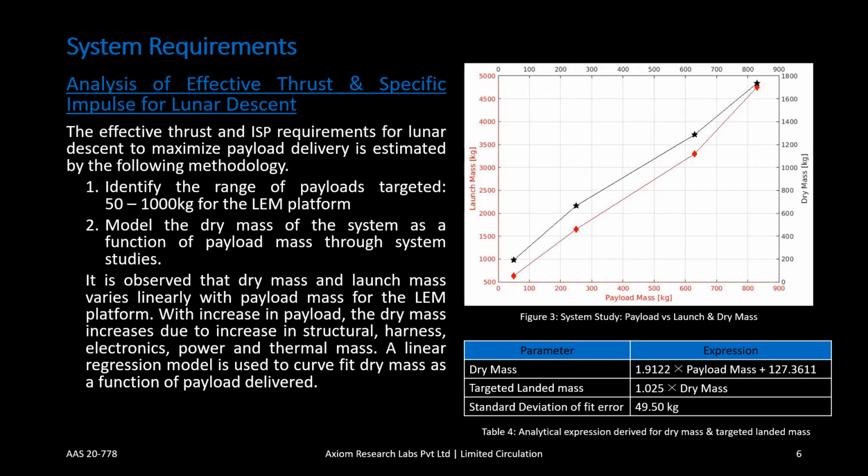So using regression, we fit a model between the dry mass and the payload. And with some engineering factor considered, we also choose a particular targeted landed mass as shown in table 4. So we are identifying a range of payloads between 50 to 1000 kilograms, and this is our ultimate aim. If we are able to deliver the full range, that's the most ideal configuration.